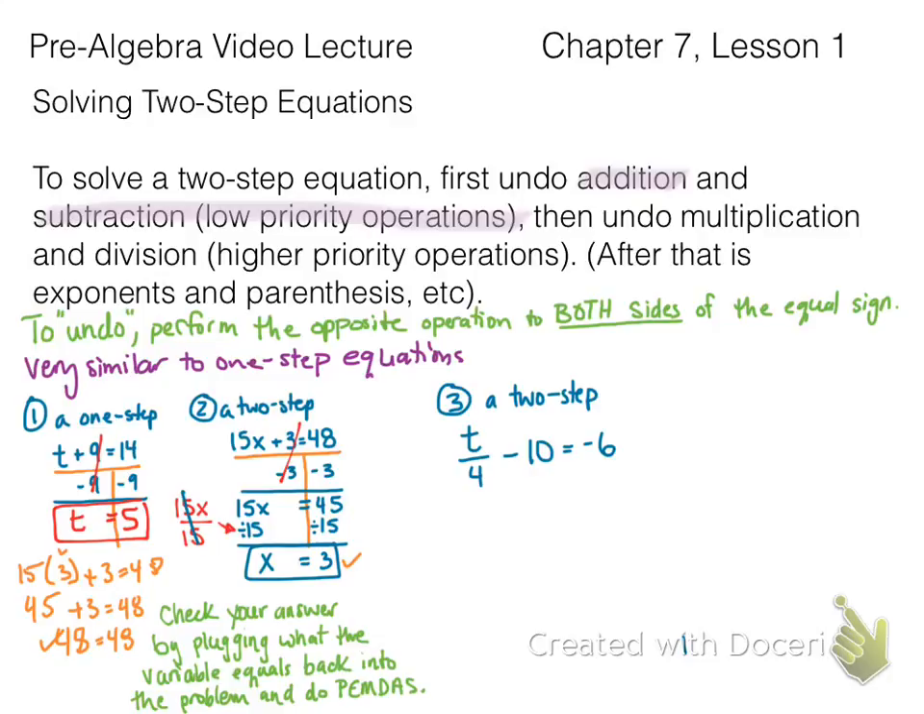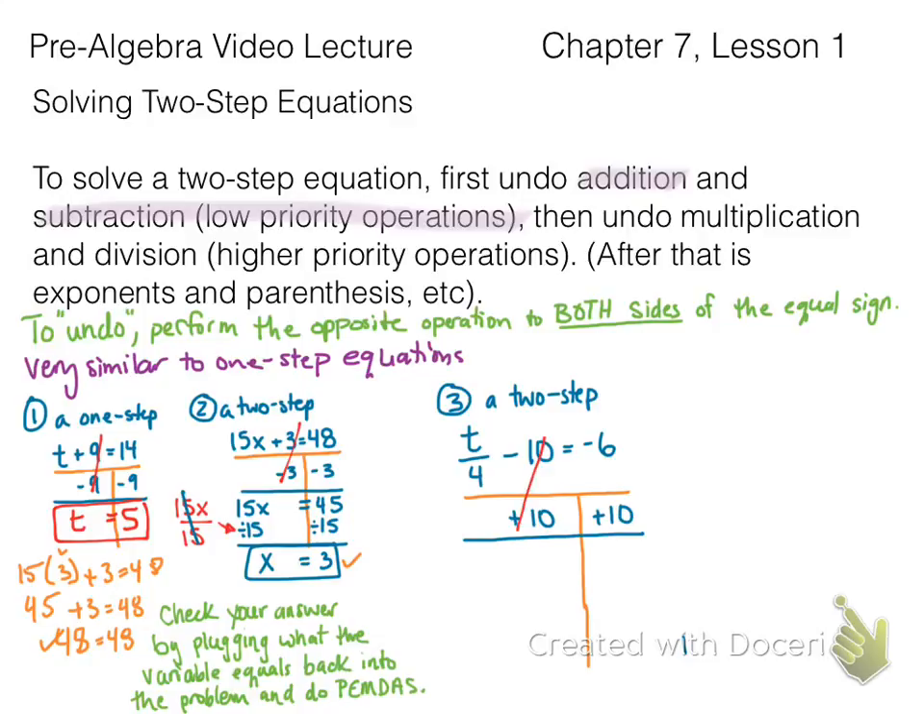It's still a two-step, because that's what we're working on today. What's happening to t? We have t divided by 4 minus 10 equals negative 6. I'm going to make my little table, and I'm going to go ahead and get started. So, I need to take care of low priority things first. That means that I need to add 10 on both sides first, because adding 10 undoes that minus 10.